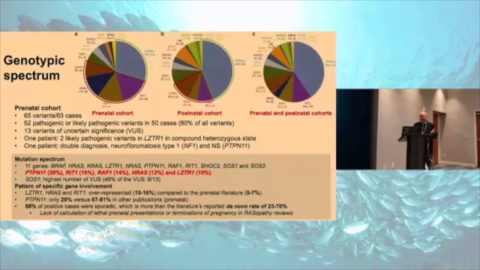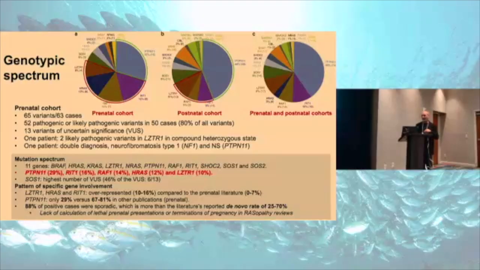In regard to the mutation spectrum, we identified 65 variants, 52 were pathogenic or likely pathogenic, 13 were variants of unclassified significance. In one patient, we identified a compound heterozygous LZTR1 mutation, autosomal recessive Noonan syndrome. In one patient, we identified two mutations in two different genes, one in NF1 and one in PTPN11.